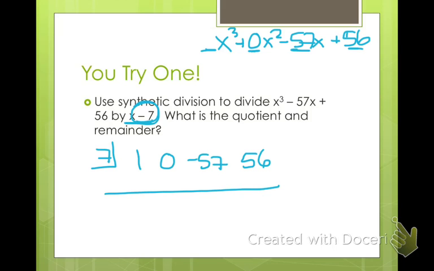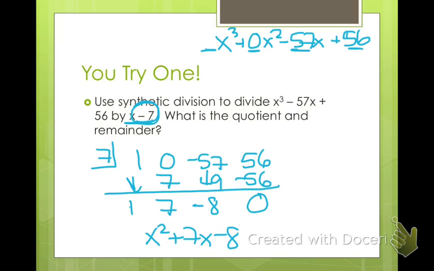I'm going to draw a line. First thing we do is we bring the 1 straight down. So 1 is here. Now we take 7 times 1, that's 7, and I write it under the 0. Add straight down, 7. 7 times 7 is 49. Negative 57 plus 49 is negative 8. So write that here. Negative 8 times 7 is negative 56. Add, and we get 0. So we divided x cubed minus 57x plus 56 by x minus 7, and what we got was x squared plus 7x minus 8. There is no remainder, so that means x minus 7 is a factor of our polynomial.